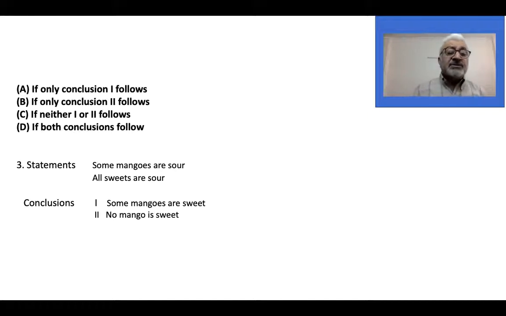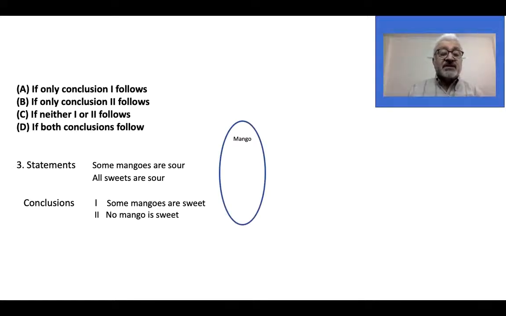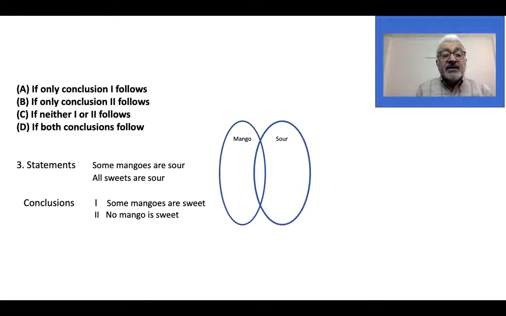The third question is talking of the relation between mangoes and sour. It says some mangoes are sour. So let's say we draw this as the category of mangoes. And what do we do with sour now? Should sour intersect mango? When it says some mangoes are sour, it means there is an overlap between mangoes and sour. Therefore, should we not represent sour in such a way where it shows some kind of an overlap? Which part are we talking about when we say some mangoes are sour? This part, the intersected part. All right, so the part in between the two is the part that we are referring to.